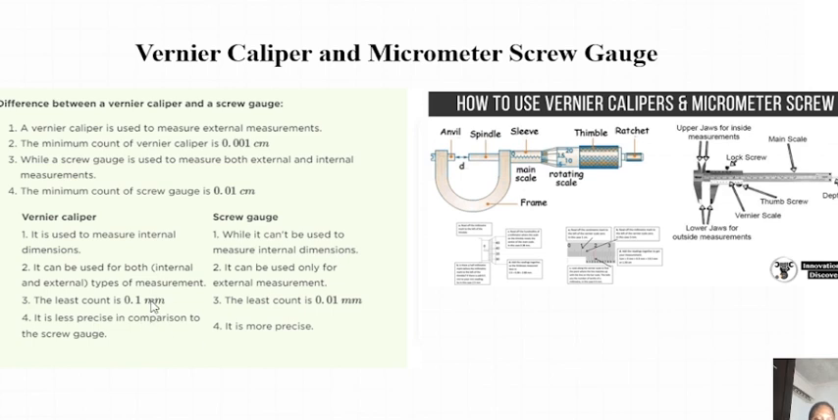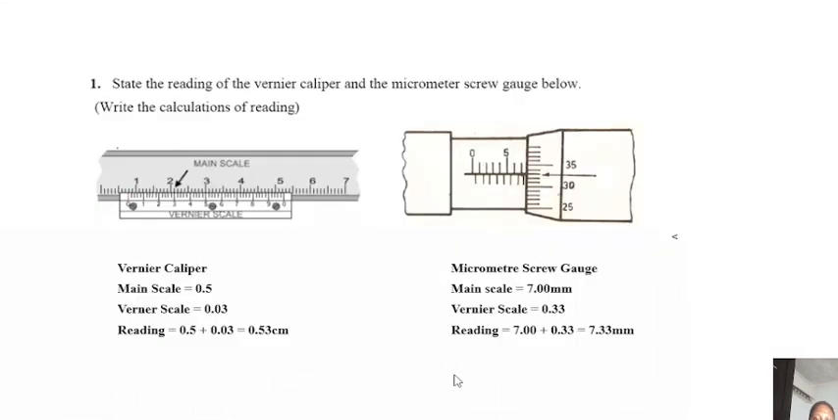The least count of the micrometer is 0.01 millimeter because it's micro. It is smaller than that of the vernier caliper, so it is more precise. Why is it more precise? Because it takes very small measurements. So the precision is better than the vernier caliper. So let's go to the next slide.